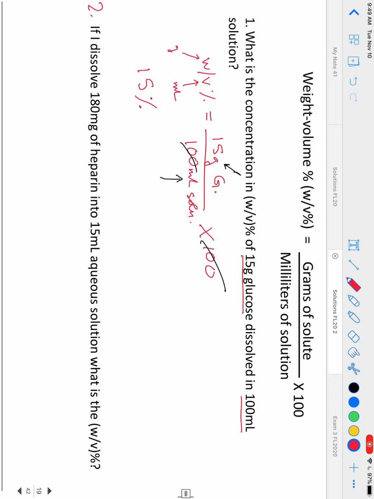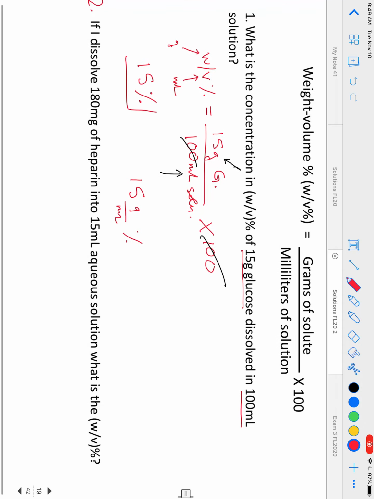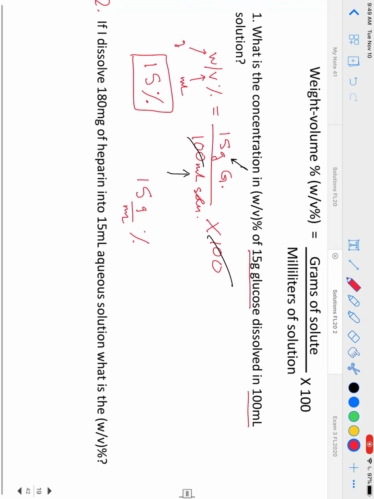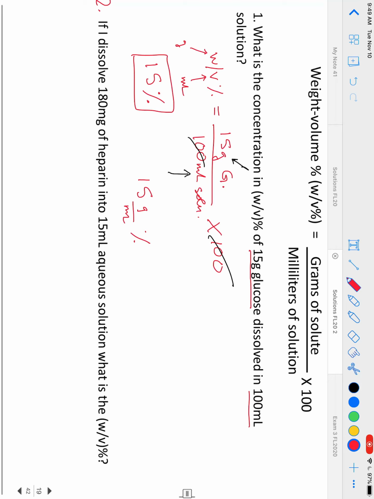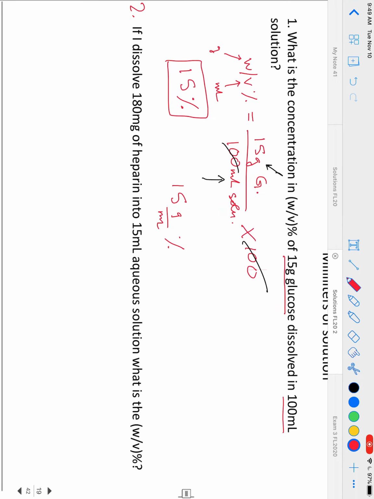You could write it as, where's my red? Okay, you could write it as 15 gram per ml percent, okay? But when you convey a percent, it's understood that the grams and the milliliters are in there if you're conveying a weight volume percent. So you actually don't have to write the grams and the milliliters in there. You just would write the 15% solution, okay? Because everybody should know this definition for weight volume percent.